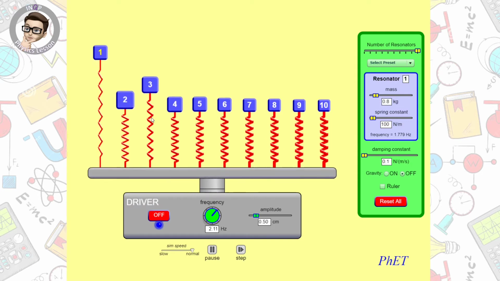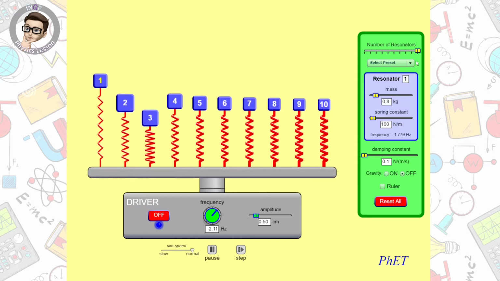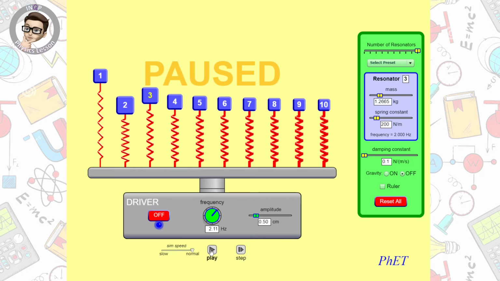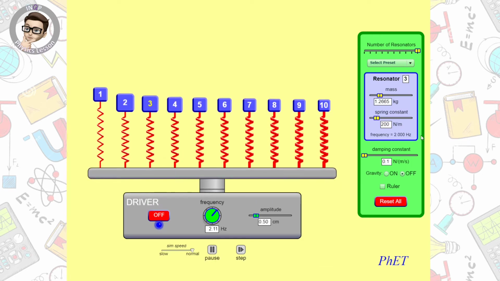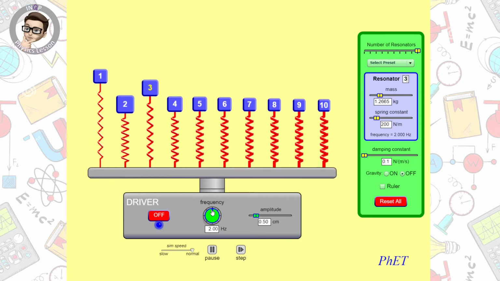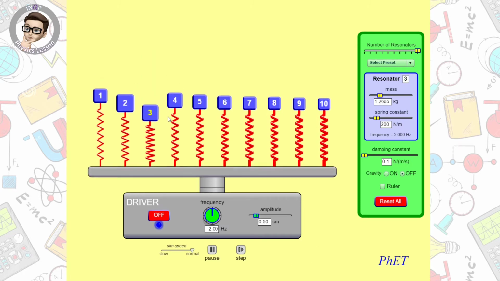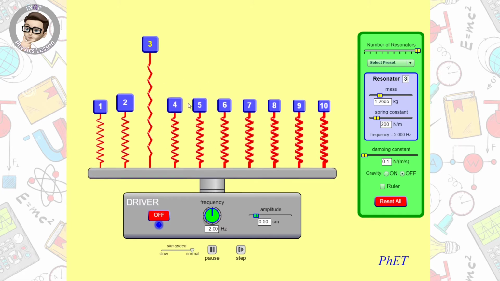and 3 is definitely moving more in resonance. Let's just check. Let's pause for a second and go to 3. So 3 would have a resonance of 2 Hertz. So let's just cycle back. And now you can start to see that 3 is oscillating at its resonant frequency.